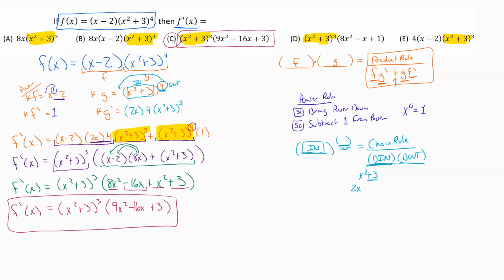That is answer C. So again, identify your primary rule, break it into its bite-sized chunks, and then from there, attack those little smaller derivatives. Bring it all back together and then simplify it to match up with what their answer looks like.